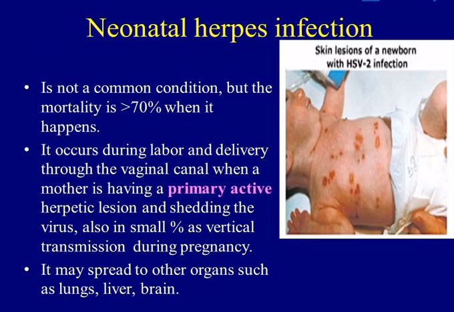Neonatal herpes infection is not a common condition, but the mortality is greater than 70% when it happens. It occurs during labor and delivery through the vaginal canal when a mother has a primary active herpetic lesion and is shedding the virus, and in a small percentage as vertical transmission during pregnancy. It may spread to other organs such as lungs, liver, brain.